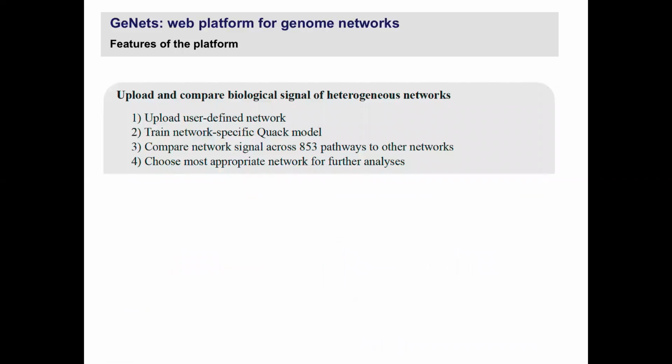The first feature of GeNets is that it enables you to compare and choose the best network for your particular study. Although here we focus purely on PPIs, GeNets has 5 other types of networks preloaded, and it is very easy for you to upload your own favorite network. You can then train your network-specific model, which can assess the ability of each network to learn pathway relationships, given the 853 canonical pathways in MSigDB. We also provide a pathway-specific score, so that you can choose specific networks based on the scores on a particular set of relevant pathways.